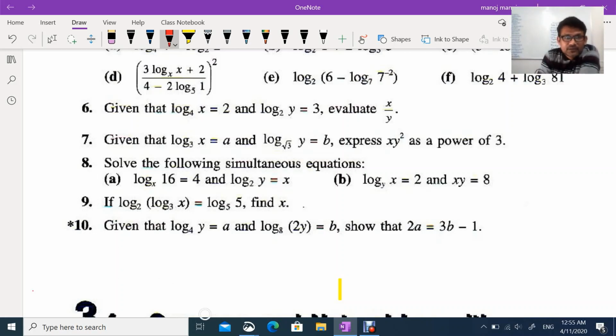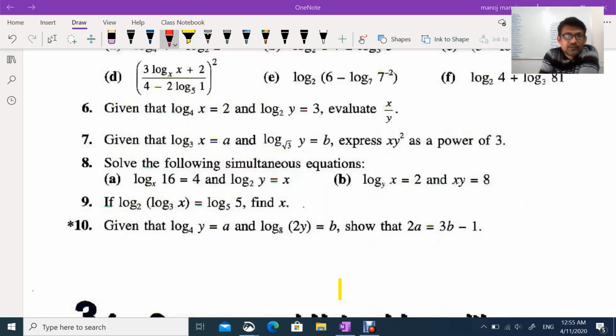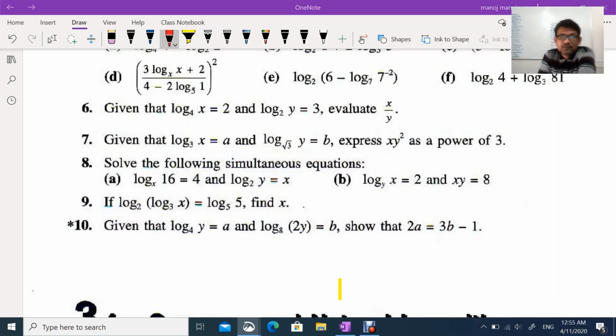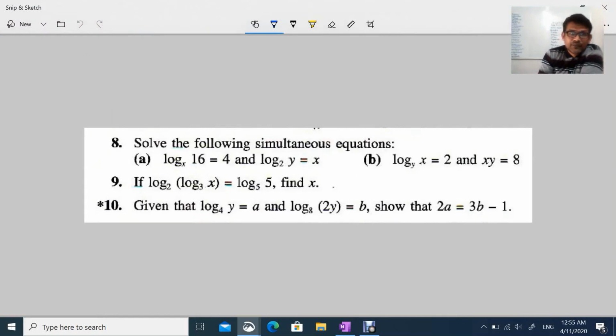After doing this whole exercise, this whole chapter, I will move to the past chapters of chapter 3, Surds and Logarithm, and I will discuss everything by using the past chapter questions. Now solve the following simultaneous equations. I will not solve it, but I will make the equation. How can we make the equation?